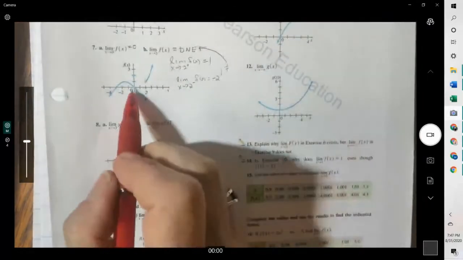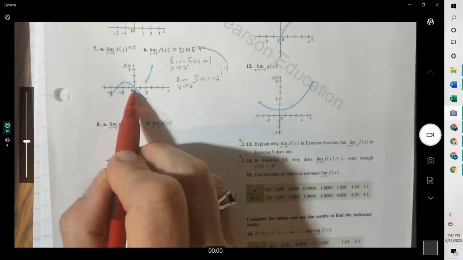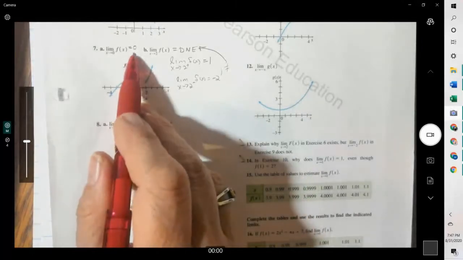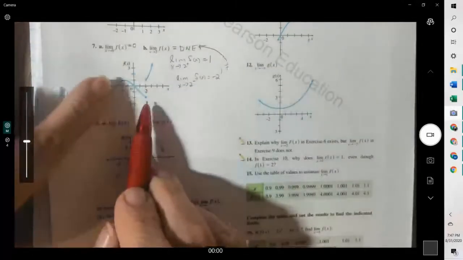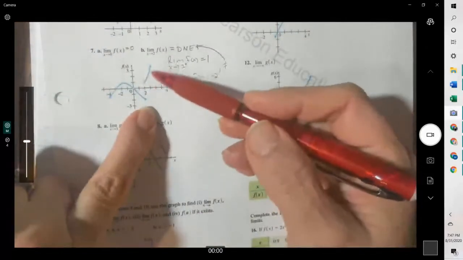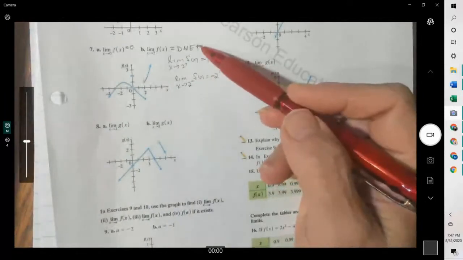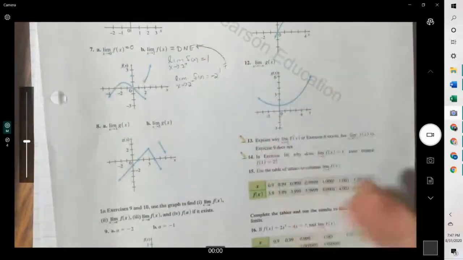This one, when we look from the right and from the left, it's the same. It's approaching 0. That's why this one's 0. Also notice how they're coming in together. Then it exists. When they're separated, they're coming at 2 different values, it doesn't exist. Okay, let's look at number 8.